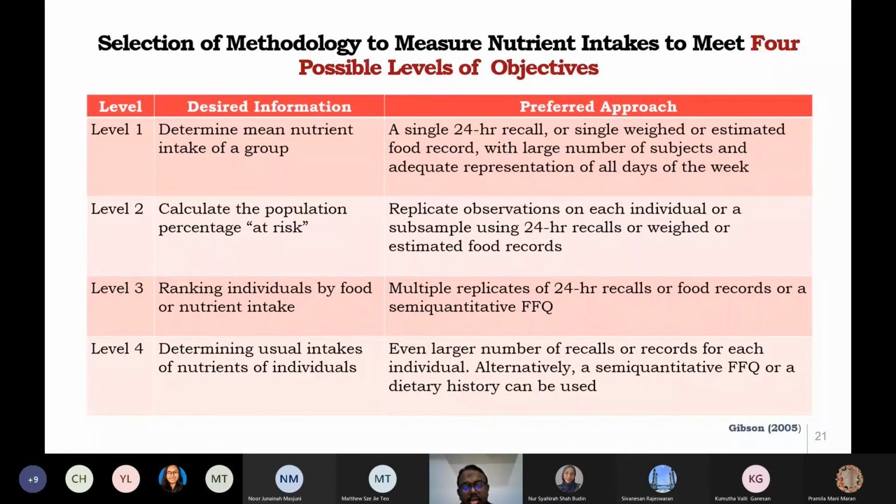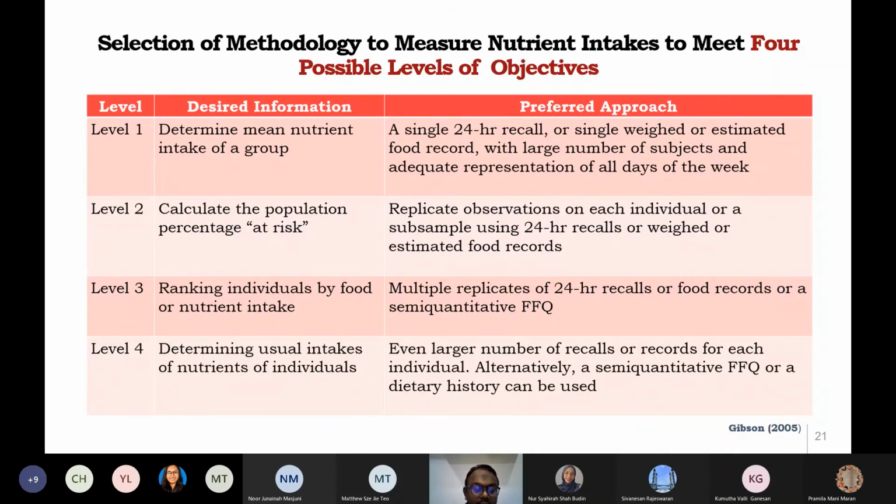Level 3 is ranking individuals by food or nutrient intake. For this, we use multiple replicates of 24-hour direct records, 3 days, 7 days, of food records, or a semi-quantitative FFQ. When you do a semi-quantitative FFQ, you don't have to have multiple replicates, it's enough to do it once because FFQ is asking about frequency of intake.